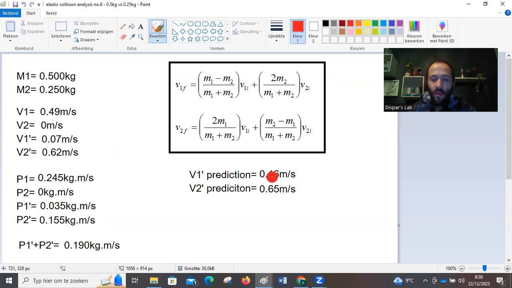Now, the blue cart after collision should continue to move with a predicted velocity of 0.16 meters per second, but the measured velocity was 0.07 meters per second. But again, it took a long time before it went through the second photogate. It needed to travel a lot of distance, and thereby its velocity slowed down a lot. Therefore it lost quite a substantial amount of momentum and velocity.